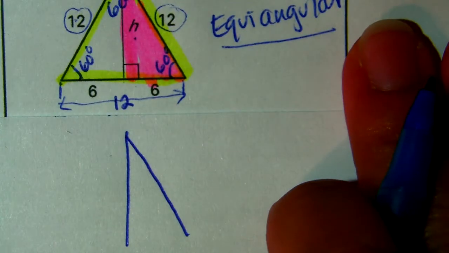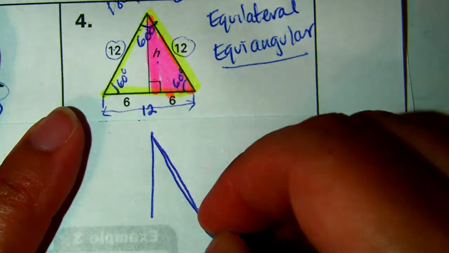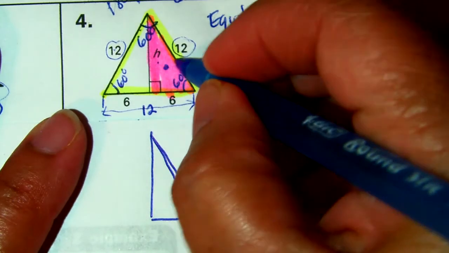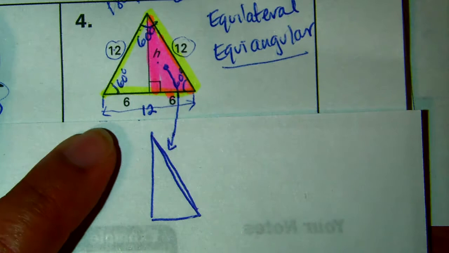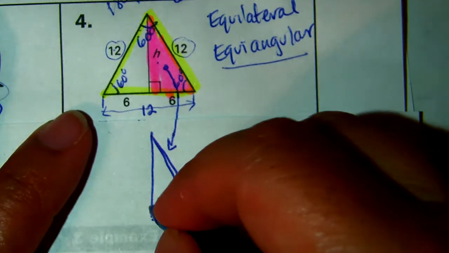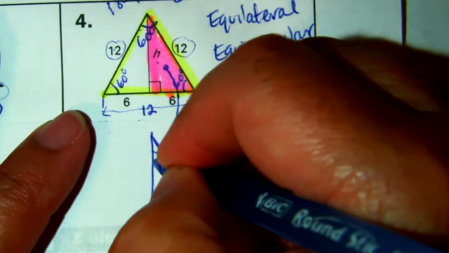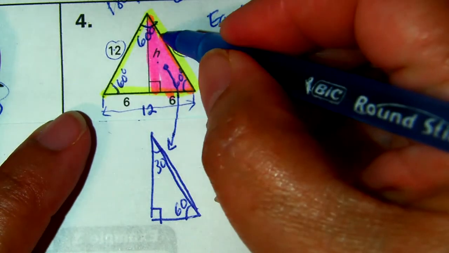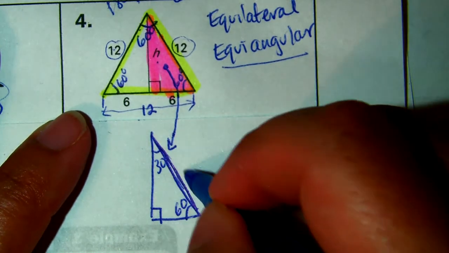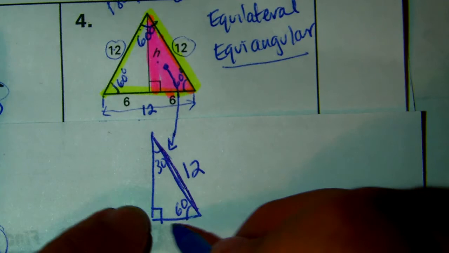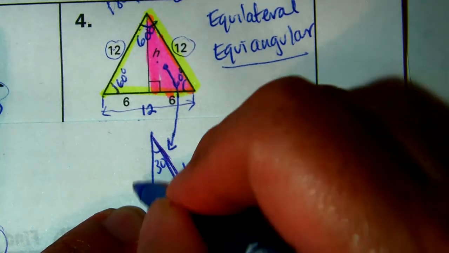Let me zoom out now a little bit so you can see what's happening. So this triangle right here, I'm drawing it right here. You have 90, you have 60, you have 30. Okay, because we divided this angle into 2 equal parts. This side right here, the hypotenuse measures 12. This side right here measures 6, and we're looking for h.